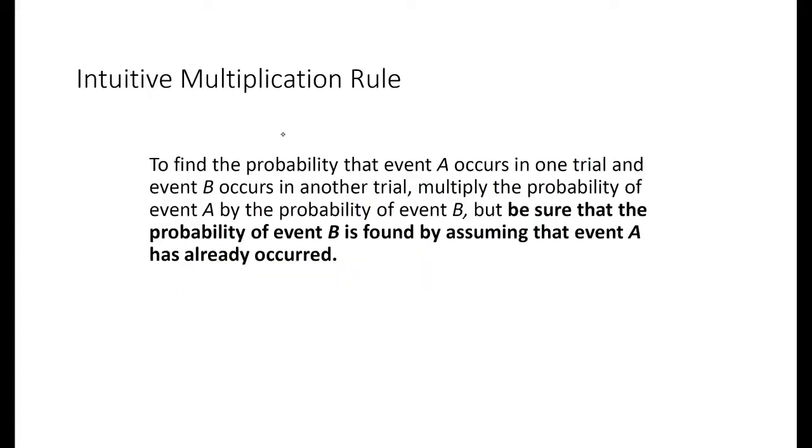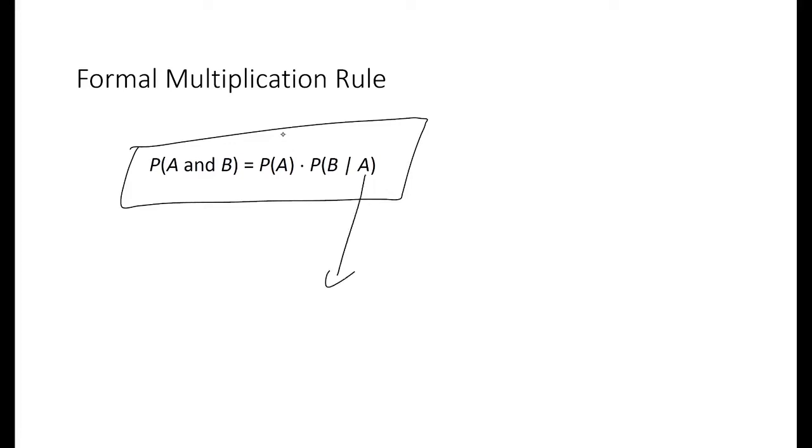So to find the probability that event A occurs in one trial and then event B occurs in another trial, we always need to multiply the probability of event A by the probability of event B, but be sure that the probability of event B is found by assuming that event A has already occurred. So that's the intuitive multiplication rule. This is the formula we can use when calculating the probability of A and B, which is the probability of A times the probability of B, assuming A has happened already.